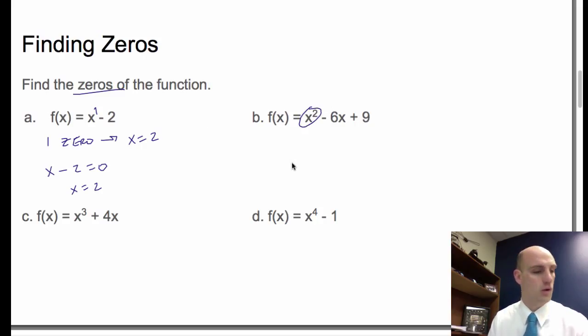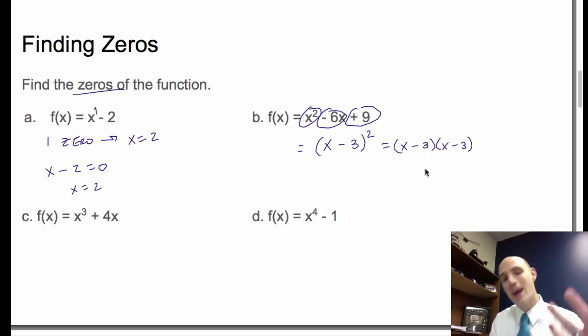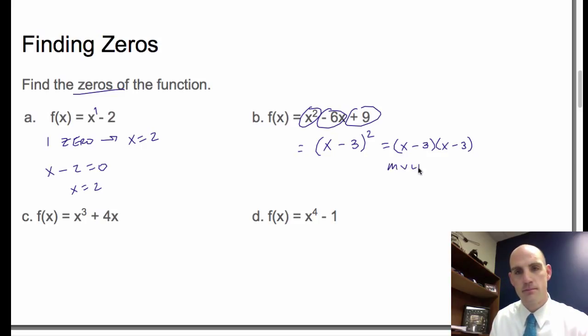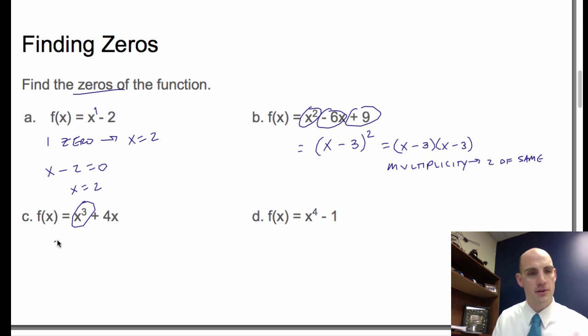For this x squared one, what we're going to see is this is a perfect square trinomial. So x minus 3 squared is going to be the factorization of this. Well, this is really equal to x minus 3 times x minus 3. So even though it's the same, that's called multiplicity. So it's 2 of the same. There's still 2 zeros. So it's x minus 3 and x minus 3. So 2 zeros.